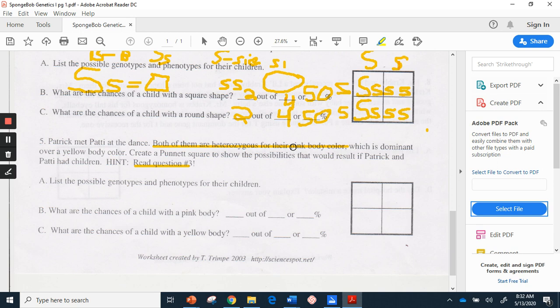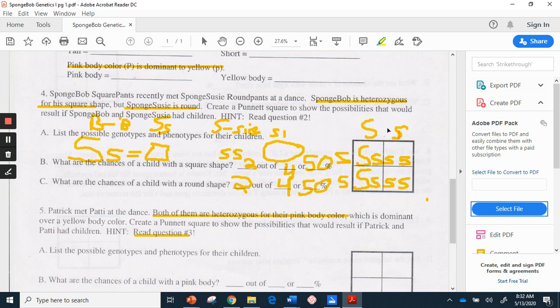So there's 4 sheets. If you look up here, SpongeBob Genetics 1, page 1, there's a genetics page, there's a SpongeBob Genetics 1, page 2, and then there's the second part, Genetics 2, page 1 and page 2. So all 4 are required for your assignment, and again, you need to include all this information to complete it correctly.